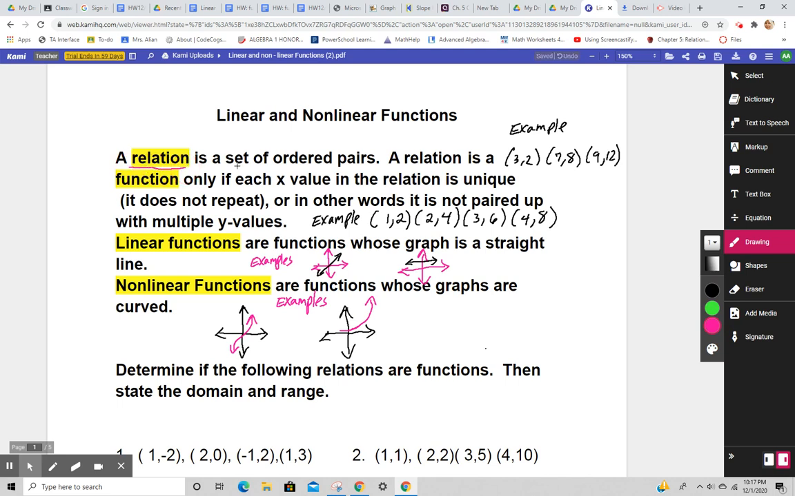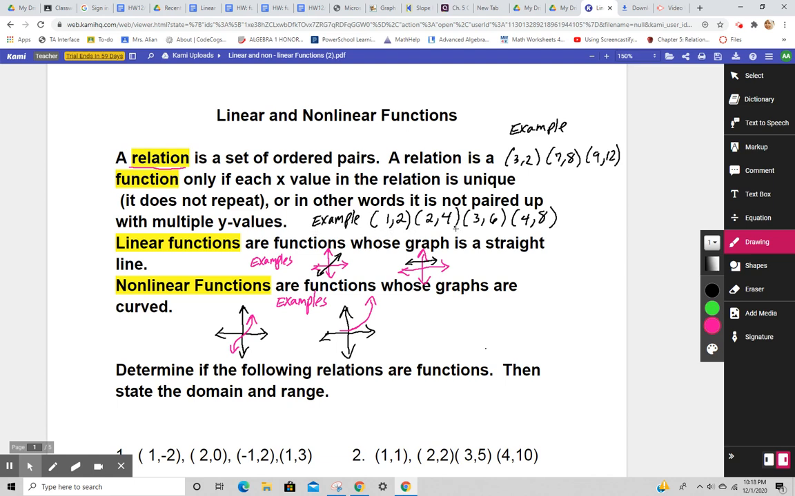A relation is a set of ordered pairs. And here's an example: (3, 2), (7, 8), (9, 12). Okay, that is a relation. A relation is a function only if each x value in the relation is unique. The x does not repeat itself. Or in other words, the x value is not paired up with multiple y values.